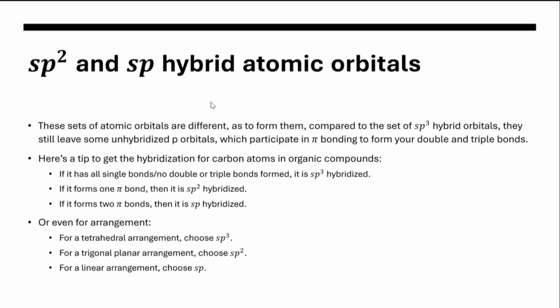So now we're going to go on to sp2 and sp hybrid atomic orbitals. These sets of atomic orbitals are different because they leave room for unhybridized p orbitals. So, here's a tip based on the number of pi bonds. Pi bonds are just created from side-to-side overlap of p orbitals. So, if there are no pi bonds, especially for a carbon atom, then it's sp3 hybridized. If it forms one pi bond, it's sp2 hybridized. If it forms two pi bonds, then it's sp hybridized. And for arrangement, for tetrahedral arrangement, choose sp3. For trigonal planar arrangement, choose sp2. And for linear arrangement, just choose sp.